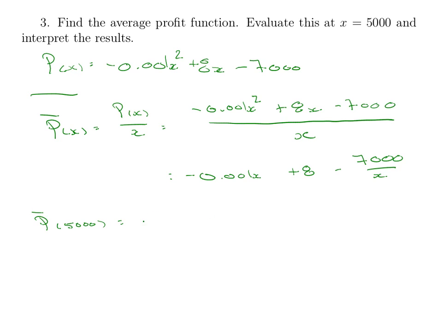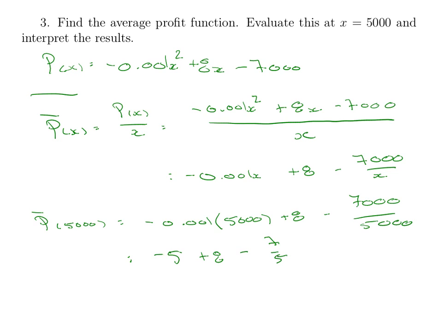So if we want to find the average profit evaluated at 5,000, we're looking at negative 0.001, oops, not x anymore, times 5,000 plus 8 minus 7,000 over 5,000. So this is going to be negative 5 plus 8 minus 7/5. Negative 5 plus 8 is going to be 3 minus 7/5. I'm looking at 15/5 minus 7/5. So that's going to be 8/5, or we could say 1.6, I believe. Double check that. But this is what we've got here.